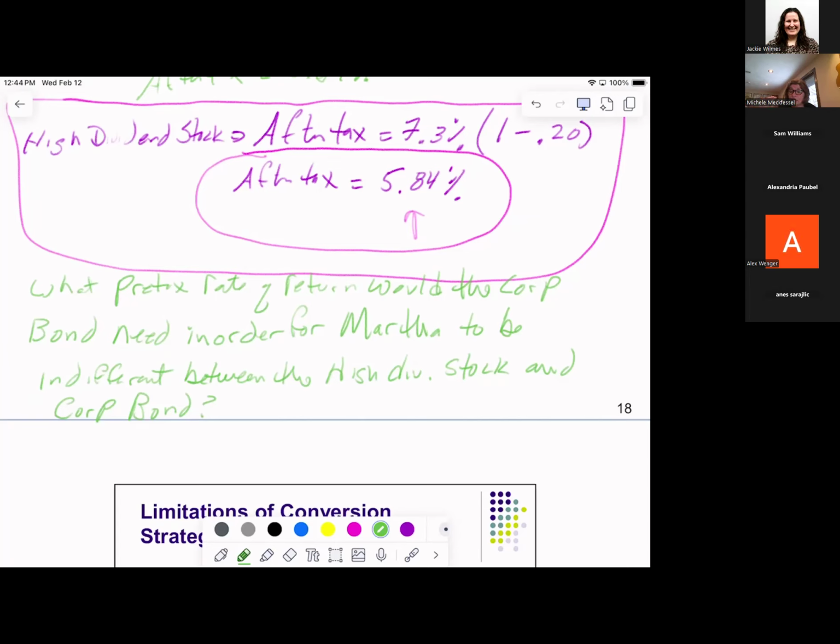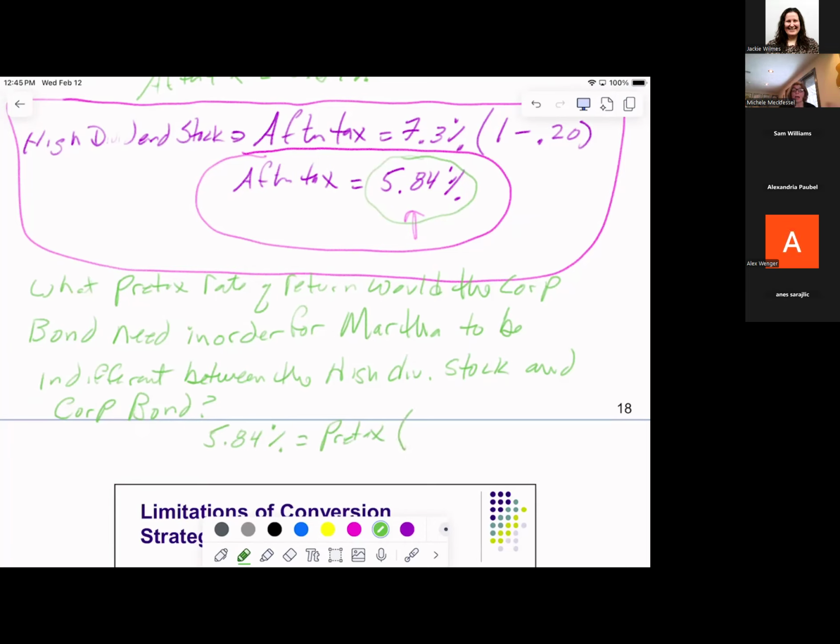Okay. So what pre-tax rate of return would the corporate bond need in order for Martha to be indifferent between the high dividend stock and the corporate bond? Okay. So what do we know in this situation? Well, we know that in order for Martha to be indifferent between those two investments, they have to have the same after-tax rate of return. Okay. So now we know after tax. We're trying to figure out pre-tax.